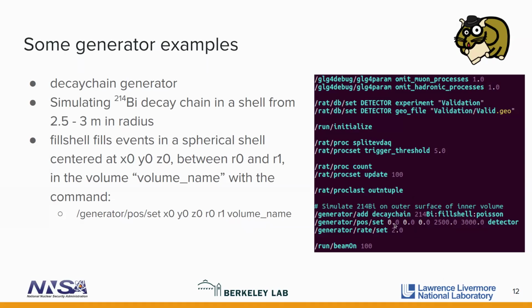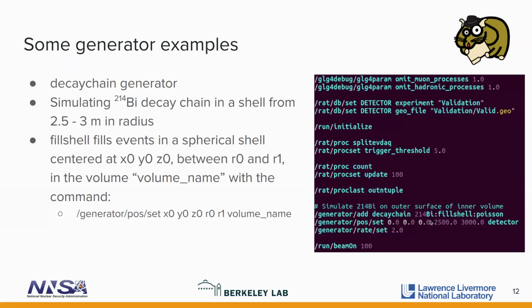Then for this fill shell, you pick the center of the sphere and 2 radii to generate events between, and then you specify the volume that you want it to be generated within. In this case, in the validation geometry, it's just the detector volume. And so this would produce bismuth 214 decays within this shell of radii in your detector.